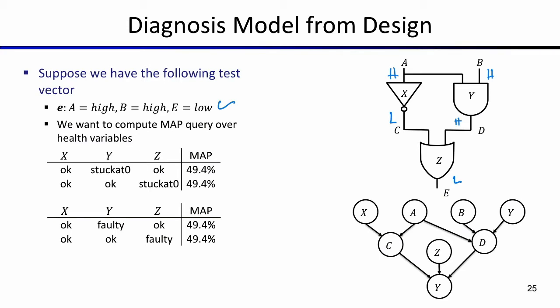So I gave this evidence as input to my Bayesian network. I set this evidence, and I want to know which component I should blame. This is what we call the MAP query. It's going to give us the instantiation that has the highest probability. But just to make it a little bit more concrete, computing this MAP is like doing the following.